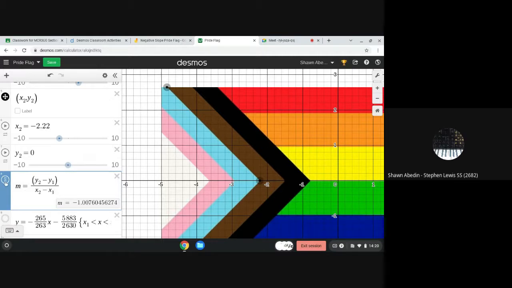So here's a nifty little function here. I'm going to go here, and you'll see that it is going to tell me that the slope is negative 265 over 263. This makes sense. It is a line segment, so it will have a slope, and it is moving downward to the right, so it will be negative, the slope.